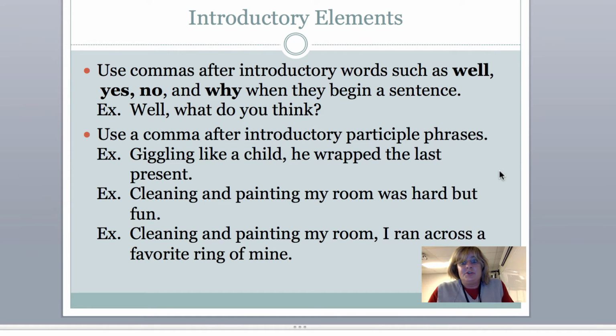Use a comma after introductory participle phrases. There's that word participle phrases again, but I stand by what I've been saying. It doesn't matter what you call them. Don't get bogged down in the words participle phrases. You just remember that in this example, giggling like a child, he wrapped the last present. He wrapped the last present needs a comma before it because it's an independent sentence. Giggling like a child alone would be a phrase fragment. We covered those last week.